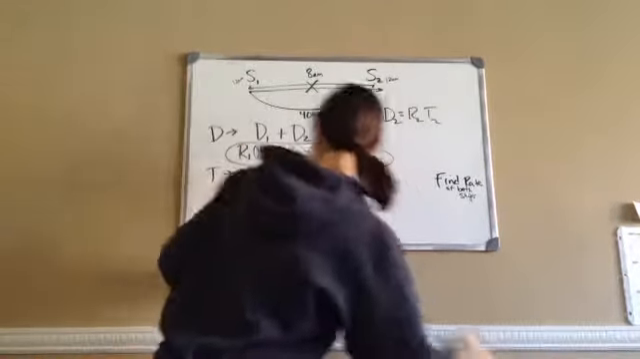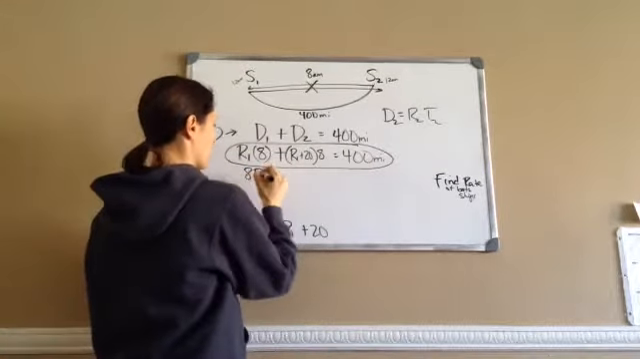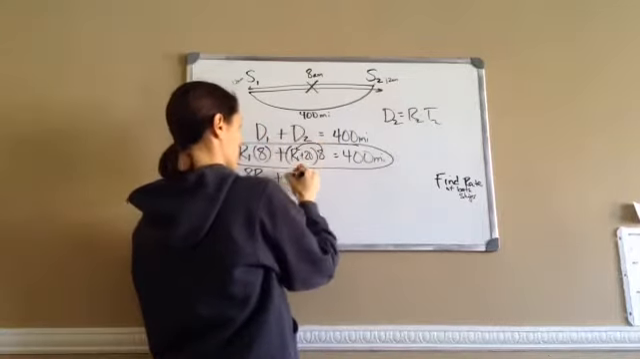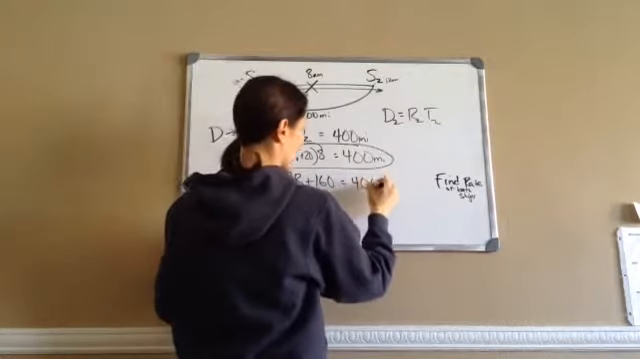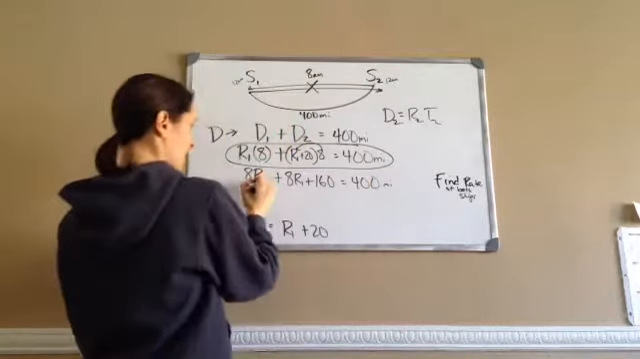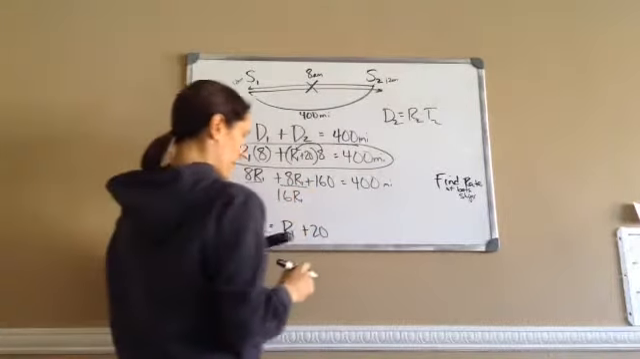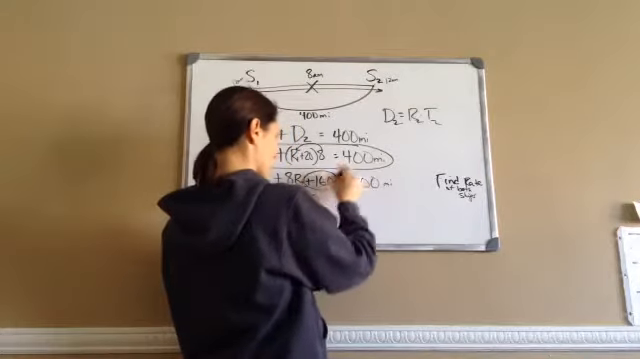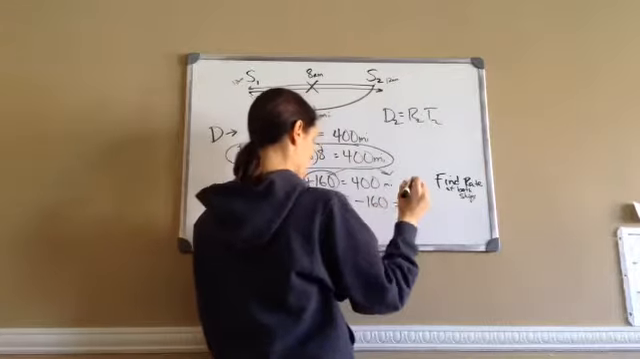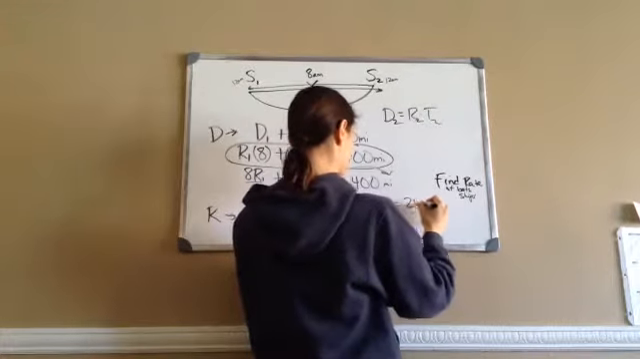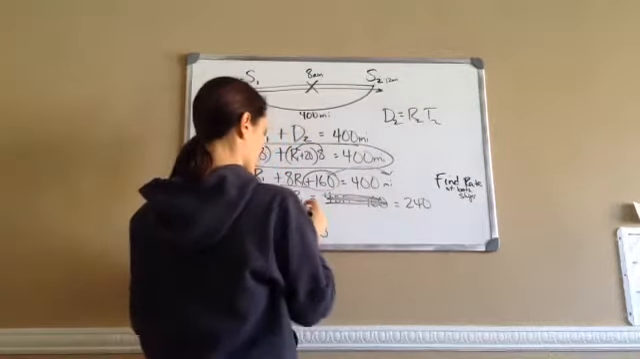We're done. Now, I'm going to move this so that I can work this. Okay, so this becomes 8R1 plus 8 times 20, 160, equals 400 miles. I'm going to add my like terms. 8 plus 8 is 16. 16 of the rate of the first train. And I'm going to move this plus 160 across. Okay, and so this is going to give us 240. So 16 R1 equals 240.